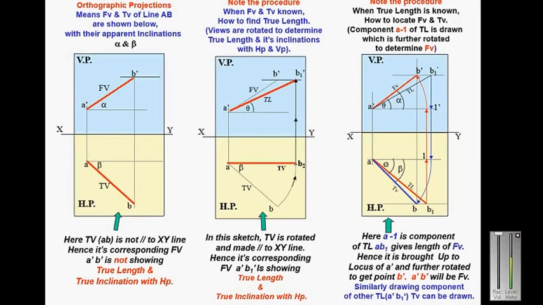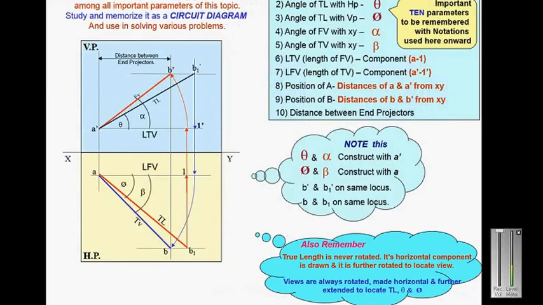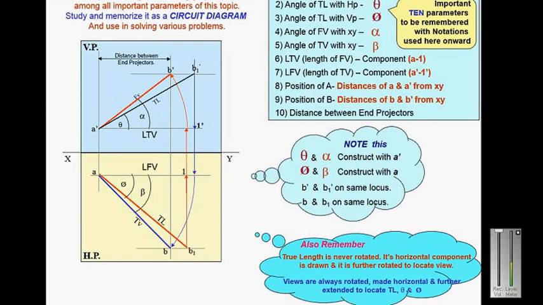Similarly, drawing the component of the other true length A dash B1 dash, the top view can be drawn. This is the most important diagram, showing graphical relations among all important parameters of this topic. Study and memorize this as a circuit diagram and use it in solving various problems. You should remember this circuit diagram, okay? And you can see A dash B dash will be the front view and AB will be the top view, and A dash B dash makes an angle of alpha degree and AB makes an angle of beta degree, and those two angles are called apparent inclinations.